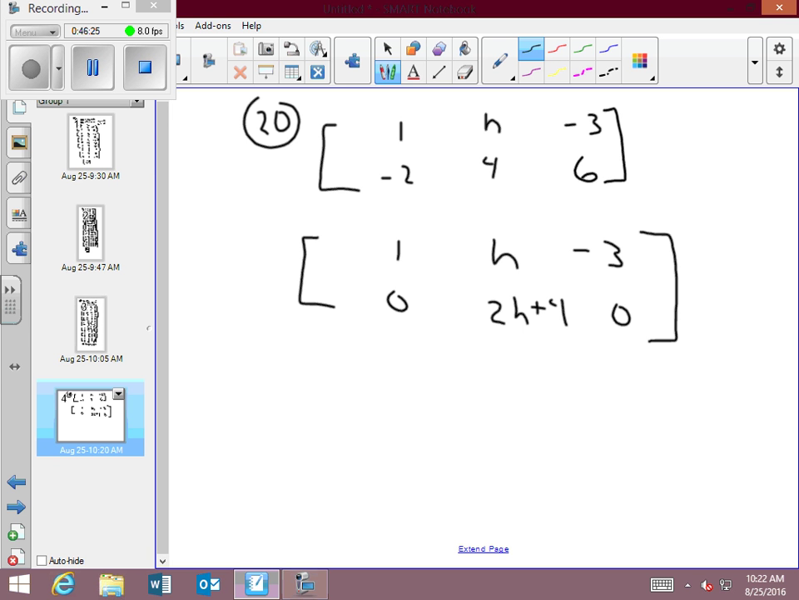Now, in echelon form, what do we know this would have to be? 1. So I could do 2H plus 4 would have to equal 1. Correct? Then we can solve this. 2H equals minus 3, and H would have to equal a negative 3 halves.